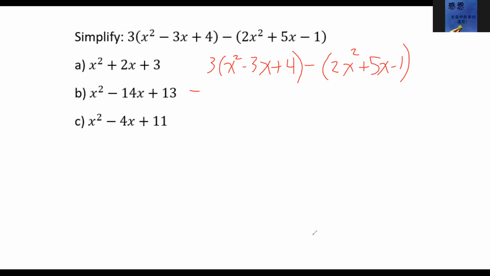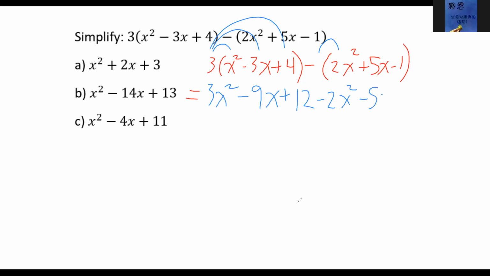You're probably right. Let me just do this question. So using the distributive property, I get 3x squared minus 9x plus 12. Distributive property, negative 1 times each of the terms, so negative 2x squared minus 5x. Careful, a negative 1 times a negative 1 is positive 1. Got it. Gather my like terms.